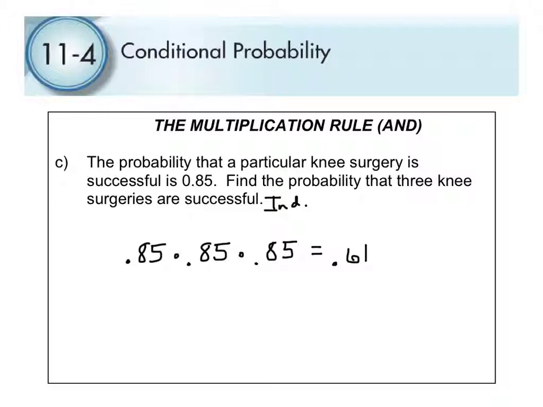Okay? All right, this concludes section 11.4 and 3.1. We talked in this section about independent and dependent events, and we also talked about using the multiplication rule.